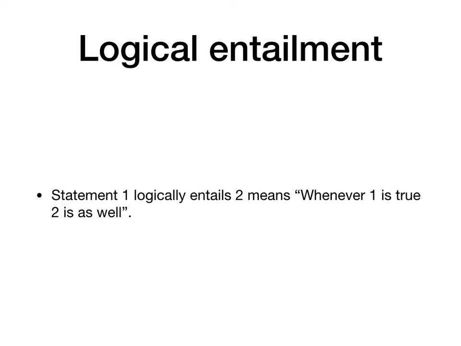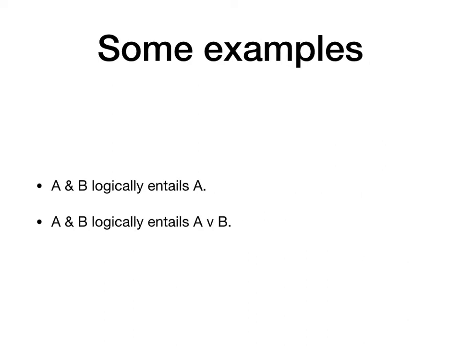Weisberg talks about this. I think he gives a decent explanation, but it's worth going through again. Maybe you look at it a different way. So logical entailment means, statement 1 logically entails 2. What that means is whenever statement 1 is true, 2 is true as well. Here are some examples. A and B logically entails A. Whenever A and B is true, A will also be true. A and B logically entails A or B. Whenever A and B is true, remember we're using this inclusive or, A or B will be true as well.